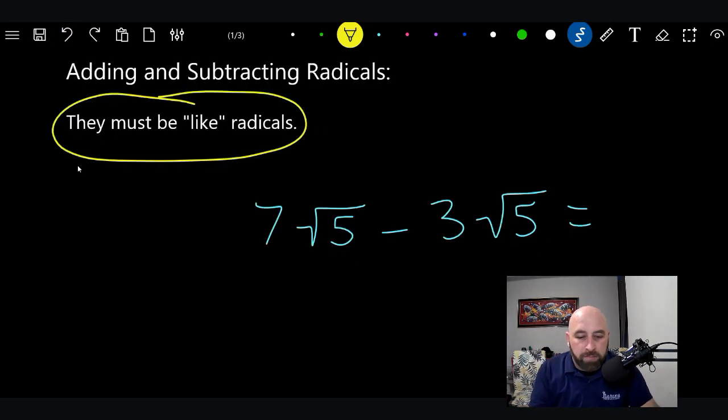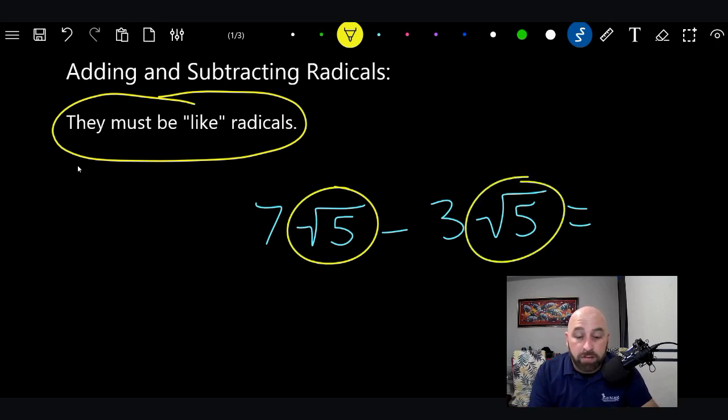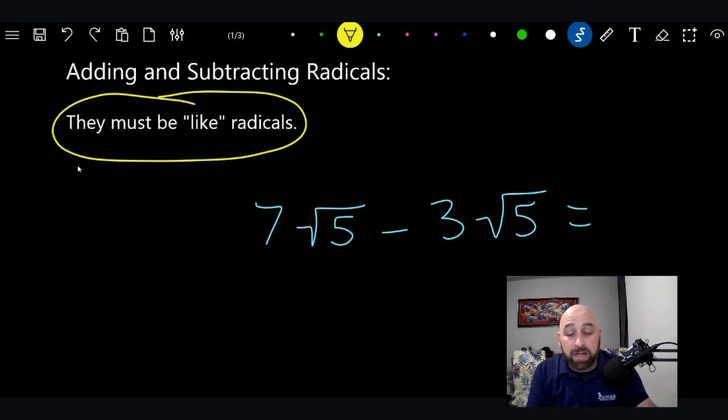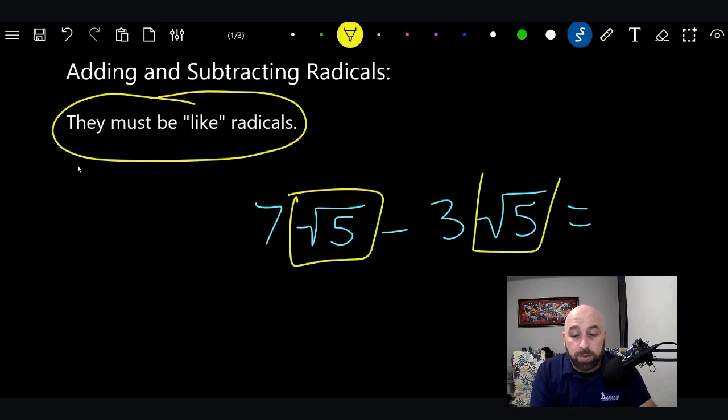All right, look here. We have the 7 square root of 5. There's the radical. And then we have minus 3 square root of 5. There's the radical. Notice that those radicals are like radicals. They're both the square root of 5, okay? So can we add these? Yes, we can, because the radicals are both square root of 5.